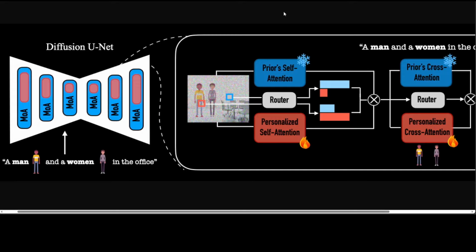Now, if you look at this diagram, this is another way of looking at it. For example, when we visualize the router predictions of MOA, we can see that the router put the background pixels to the prior branch and most of the foreground pixels to the personalization branch. This behavior explains why MOA can achieve disentangled subject context control. The detailed behavior of the router differs across layers and time steps. This allows the personalization branch to focus on different regions within the subject, the face, the body, and so on, at different timestamps.